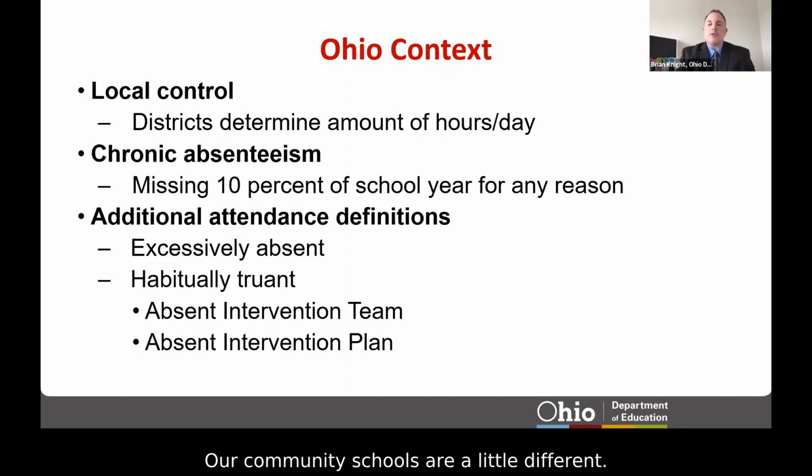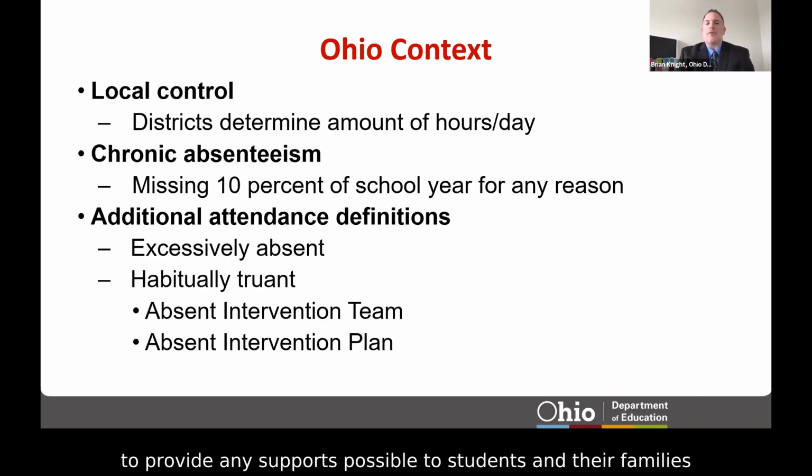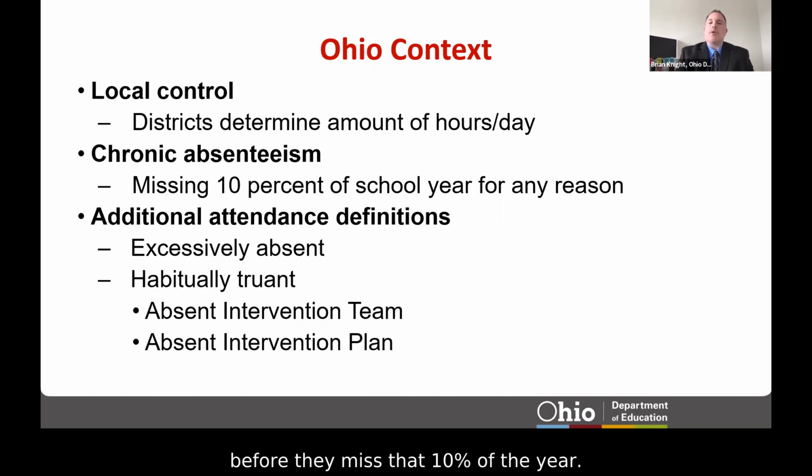Our community schools are a little different. They are required to be open for instruction for a minimum of 920 hours, and that's for all students in grades K to 12. Ohio does have a definition for chronic absenteeism, and it's defined as missing 10% of the school year for any reason. So for most districts in Ohio, that's about 18 days. We obviously want to encourage schools and districts to provide any supports possible to students and their families before they miss that 10% of the year.